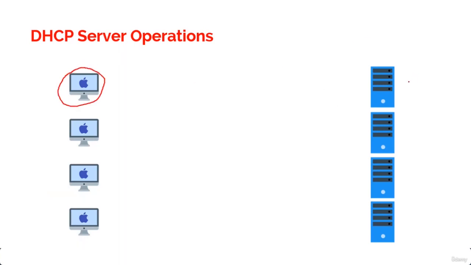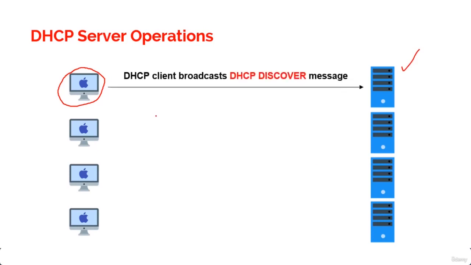Now, in the next lecture, I'm going to tell you about the DHCP operations, in which you are going to learn, when a device or a host requests an IP address from the DHCP server, how exactly that process takes place in a real internet network. So in the next lecture, let us see the DHCP operations.